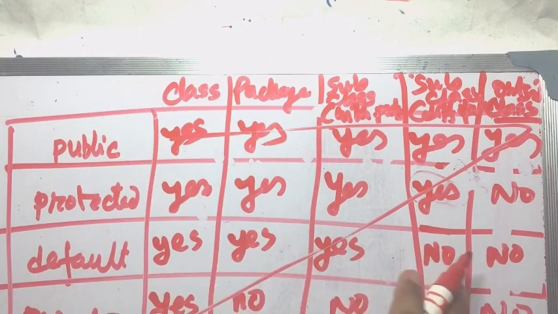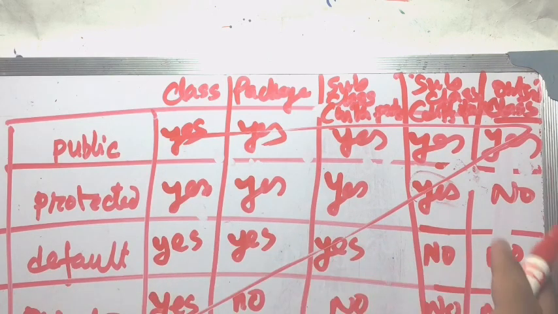Now no is incremented. For default, no is two, protected one, and private all are no except the class, yes. Remaining all are no. So this is known as the access modifier matrix.